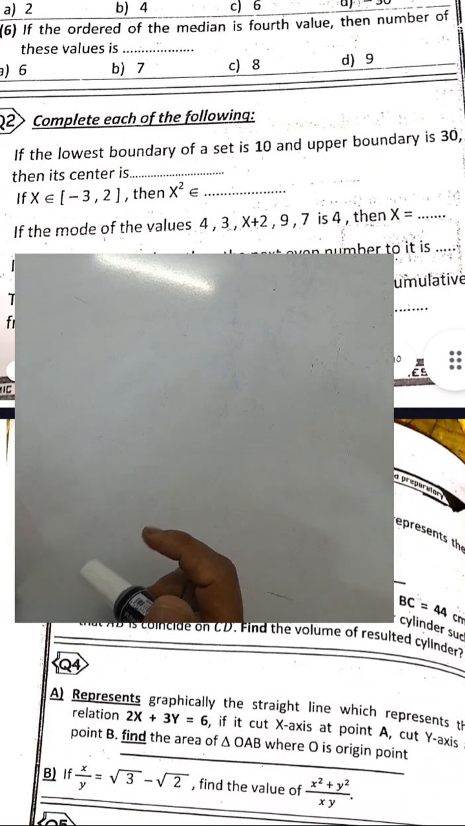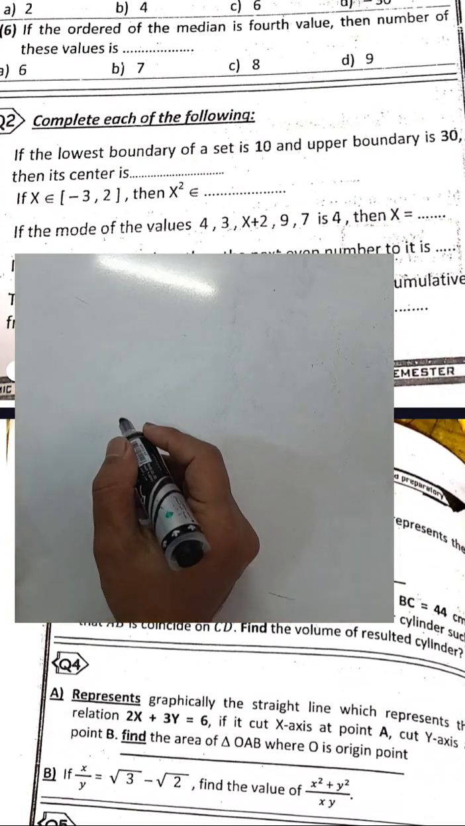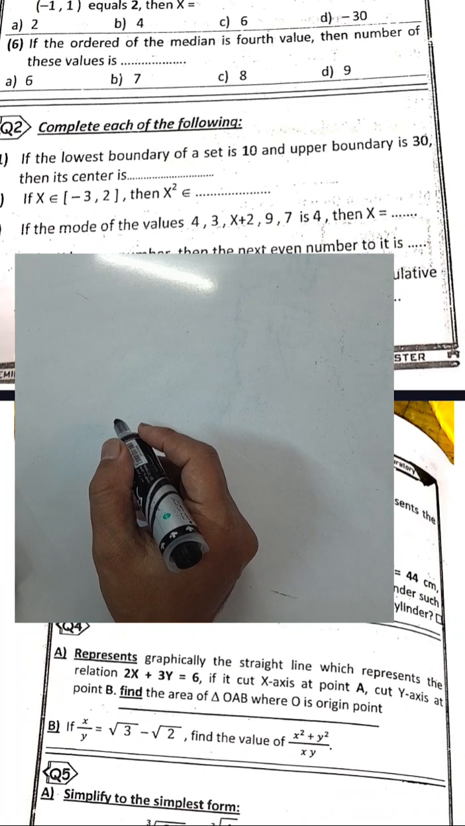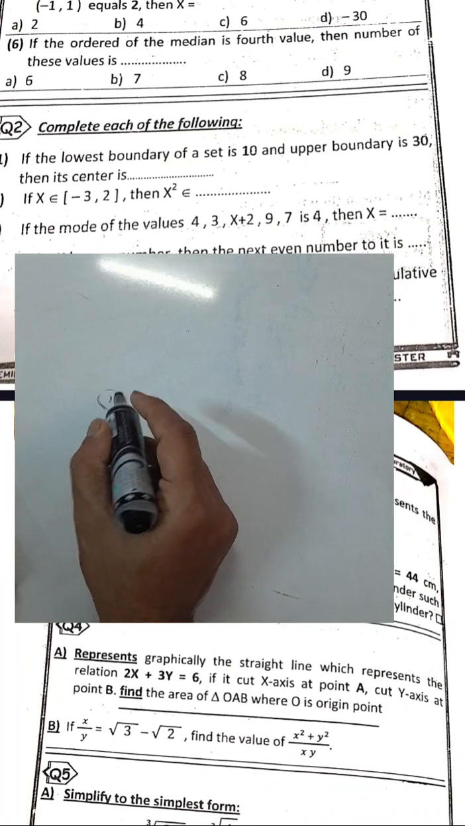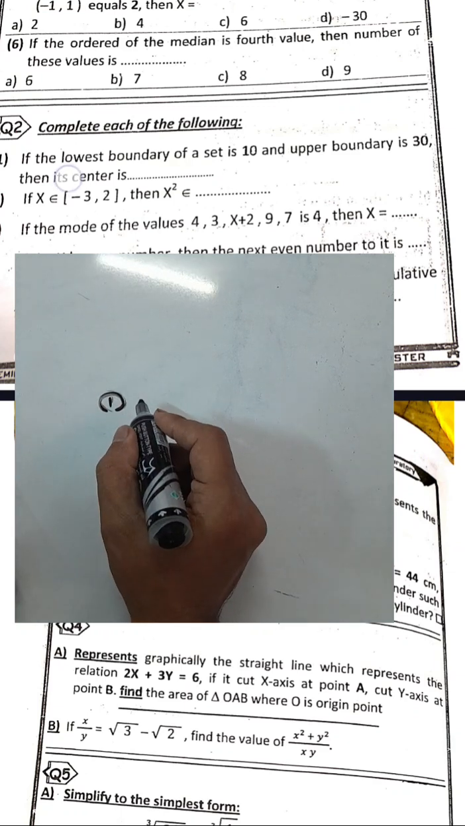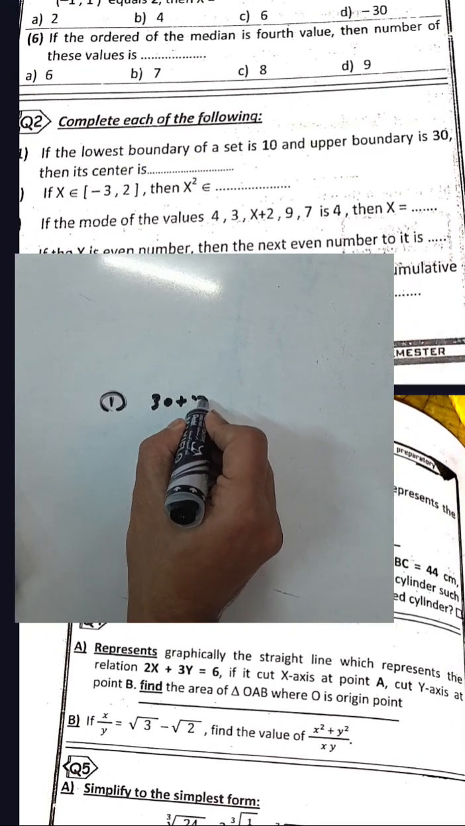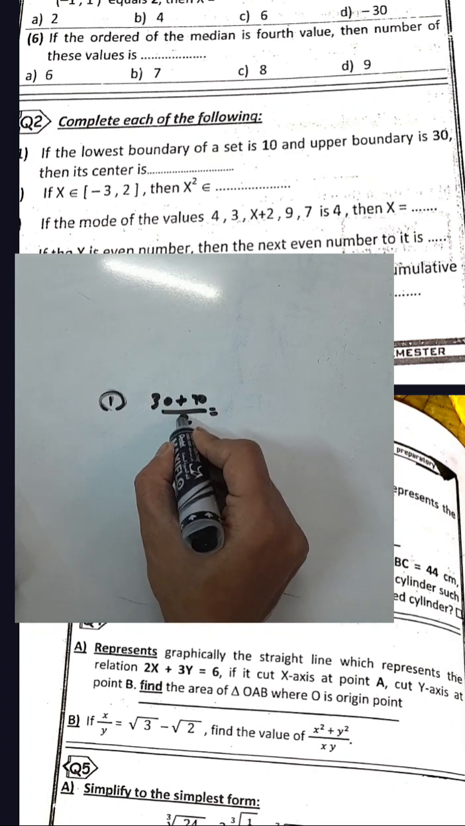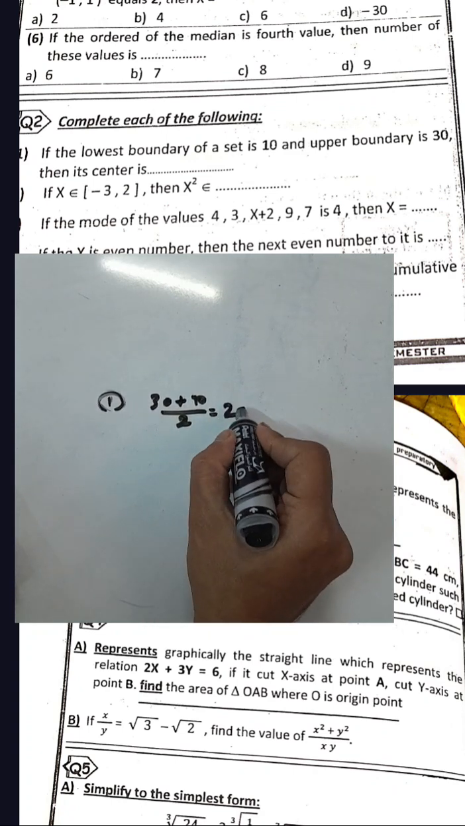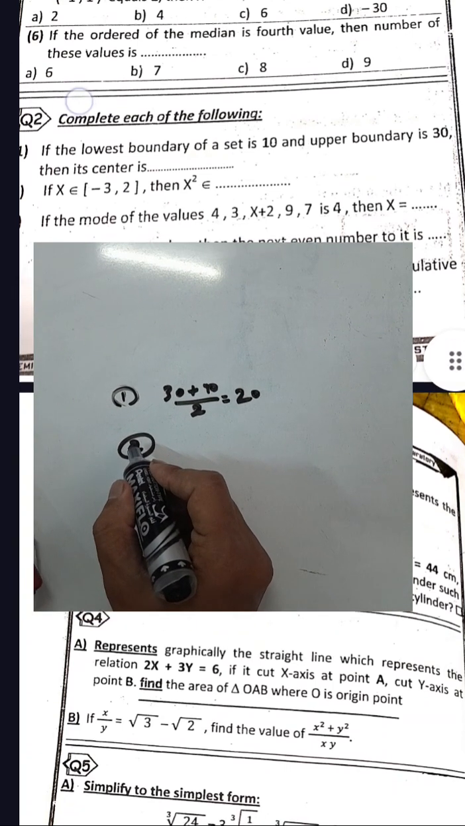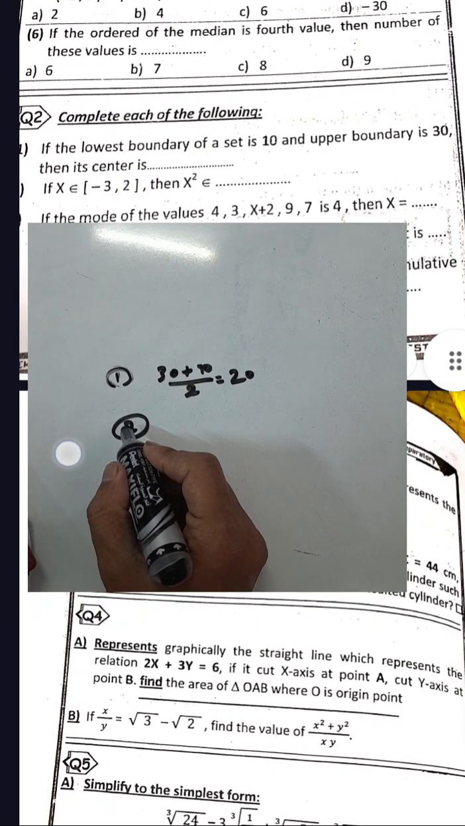Okay, question number 2, number 1. If the lowest boundary of the set is 10 and the upper boundary is 30, then you can find the center by adding the two numbers and dividing by 2. 30 plus 10 divided by 2, 40 divided by 2 equals 20. Question number 2, if the interval, we have a closed interval here.